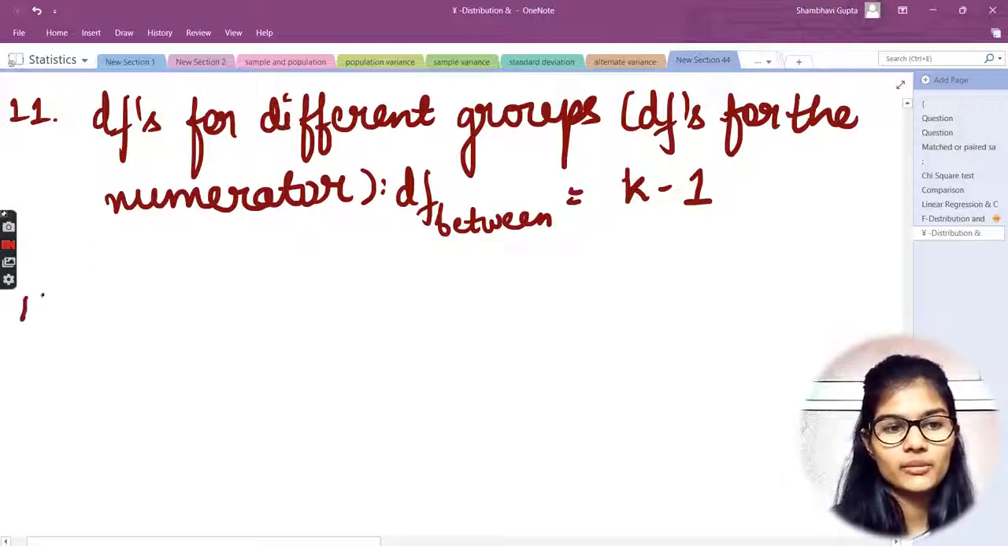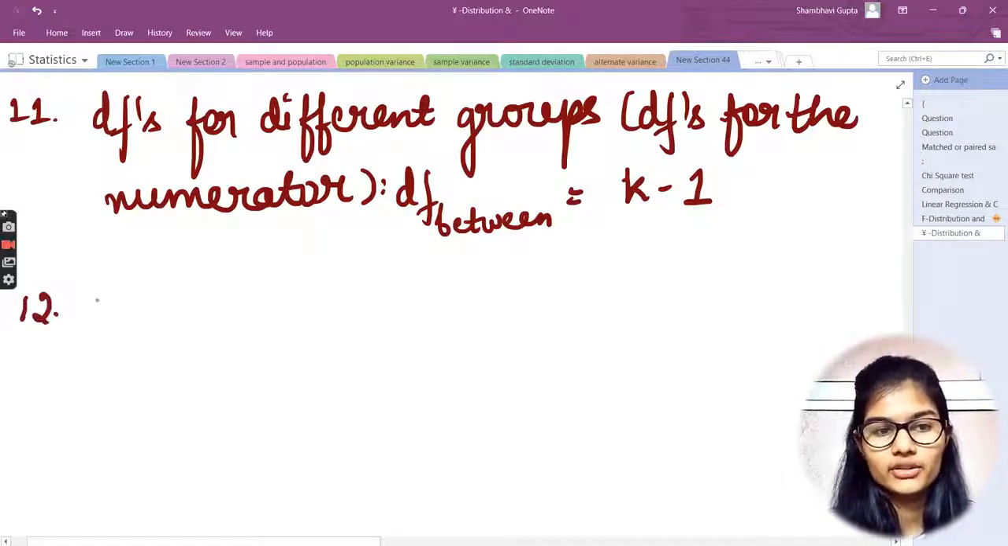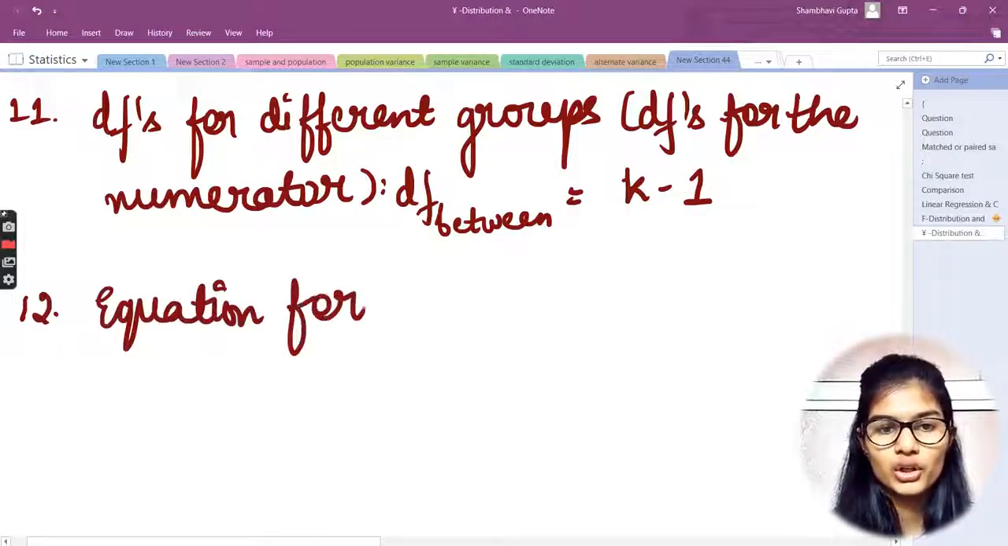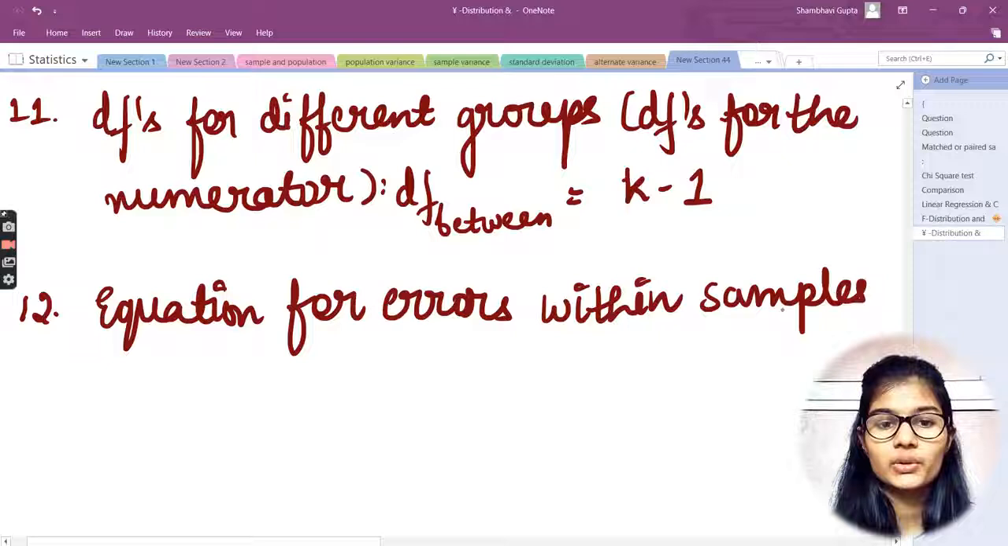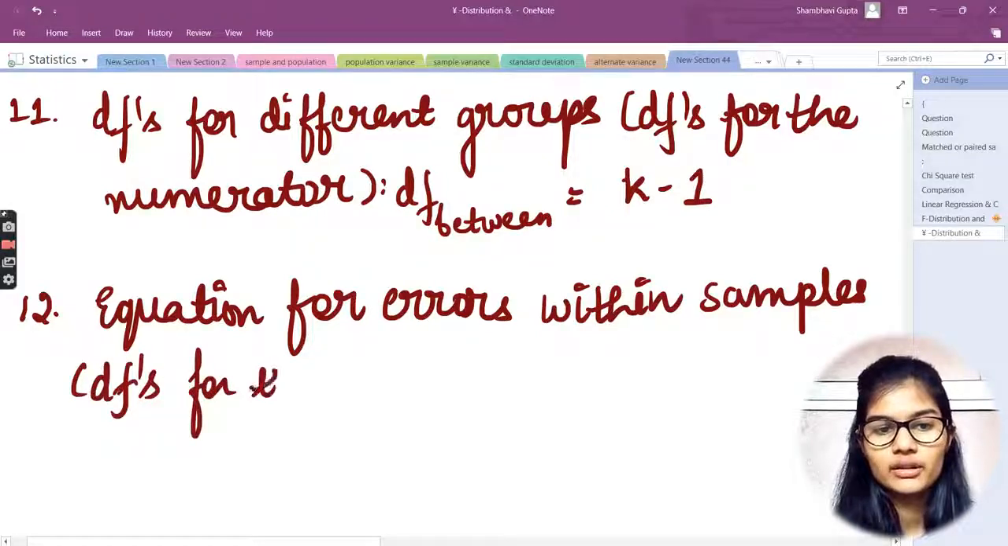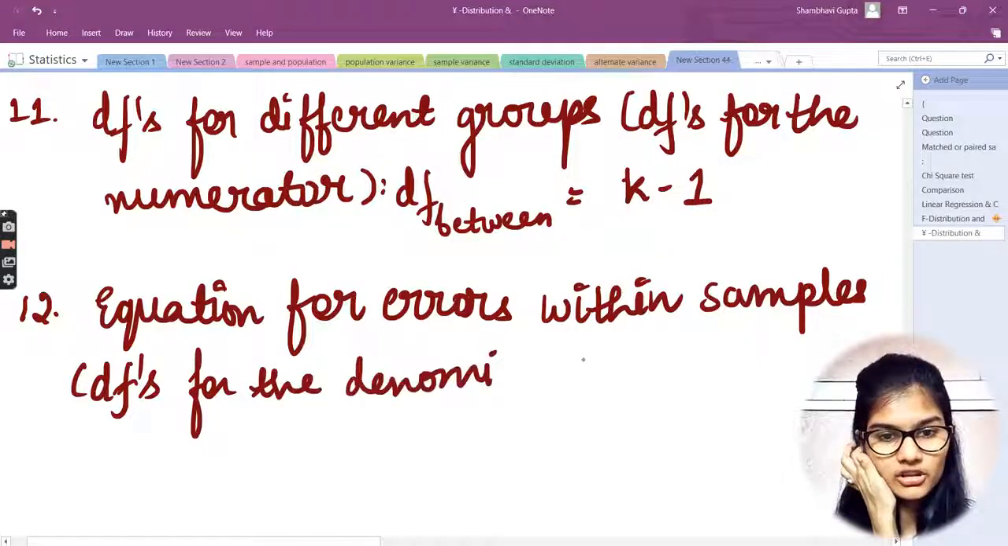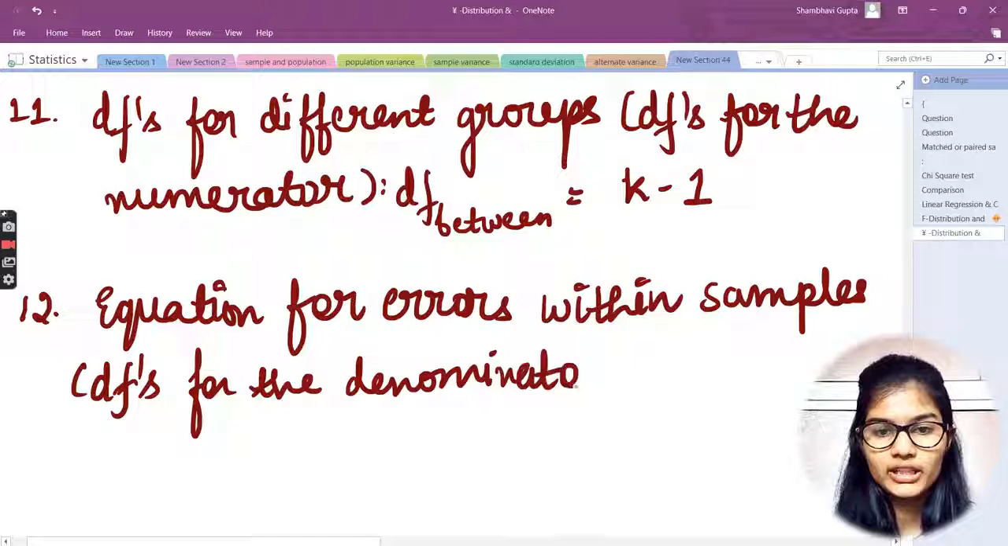Now next, coming to number 12, we have the equation for errors within samples. Equation for errors within samples is basically the DFs for the denominator. So the DFs for the denominator we are having out here.